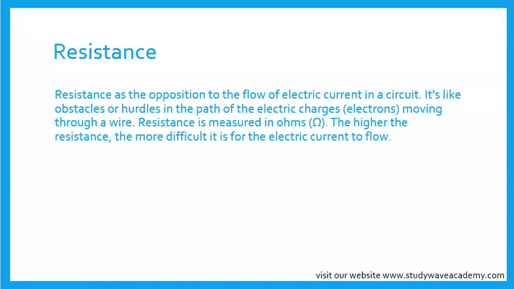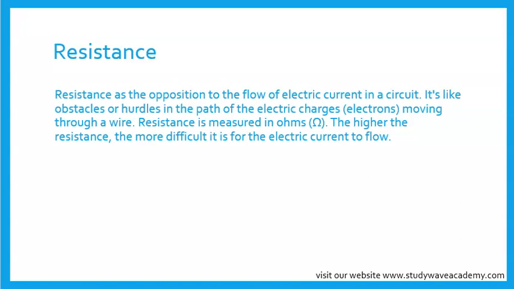Resistance. Remember, we're looking at the ways of electrical measurement, right? Resistance is the opposition to the flow of electric current in a circuit. It's like obstacles or hurdles in the path of electric charges moving through a wire. Resistance is measured in ohms. The higher the resistance, the more difficult it is for the electric current to flow.